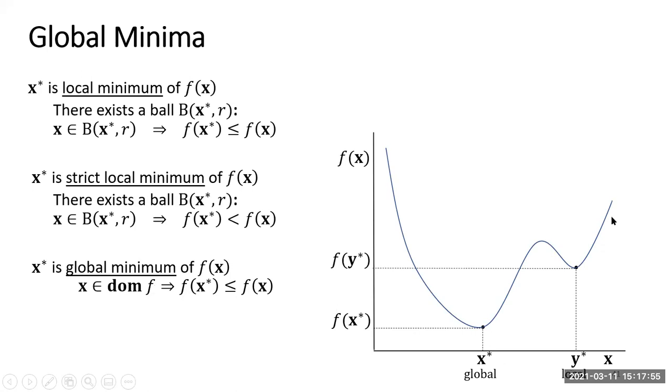Okay, so consider this function here. This y star here is a local minimum because we can define a ball, maybe this segment here, all the way up to this point, right? Anywhere here, y star is at a minimum. That's why it's a local minimum. Okay, but it's not a global minimum. Because if you consider the entire domain, which is the entire x-axis, then x star is the minimum of the function. So this x star is the global minimum.